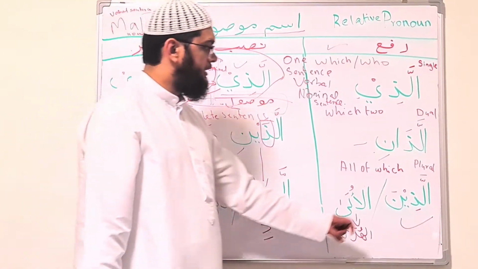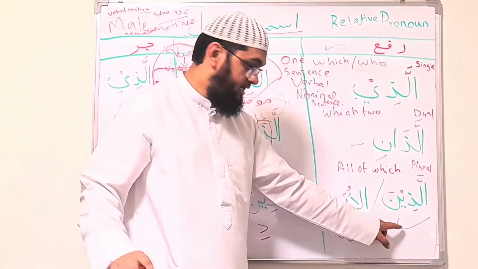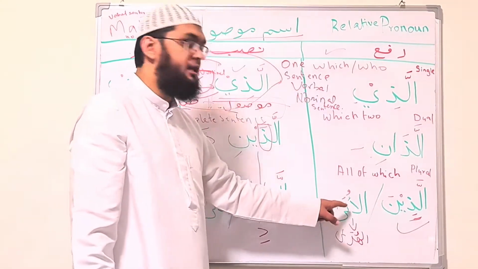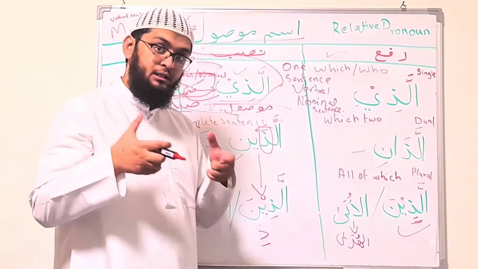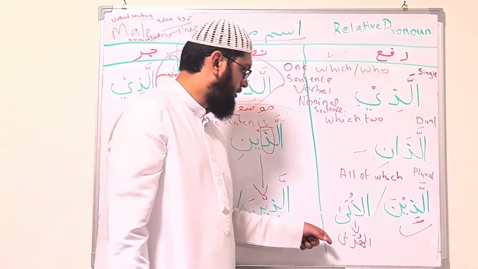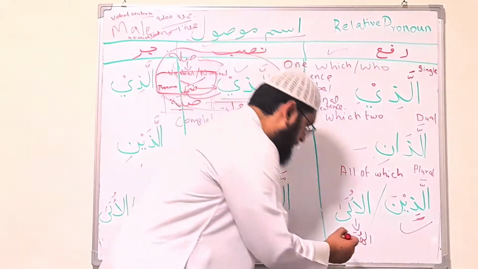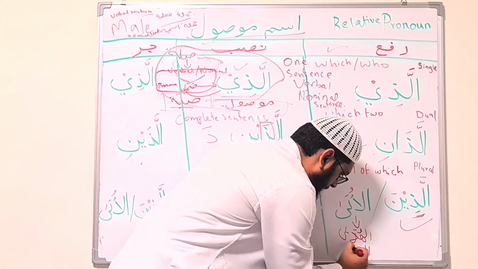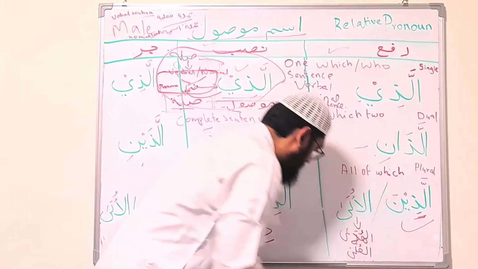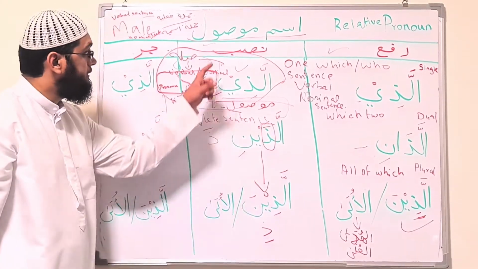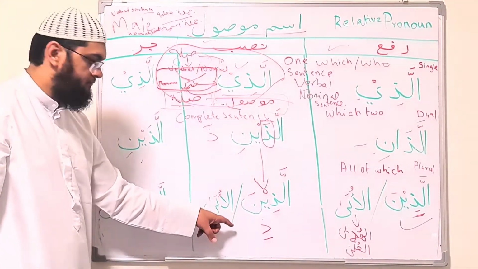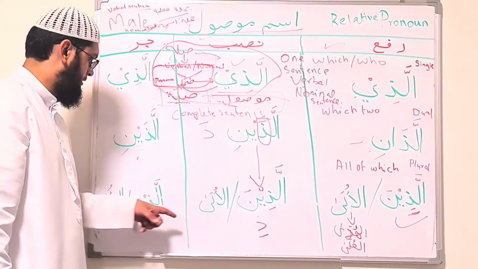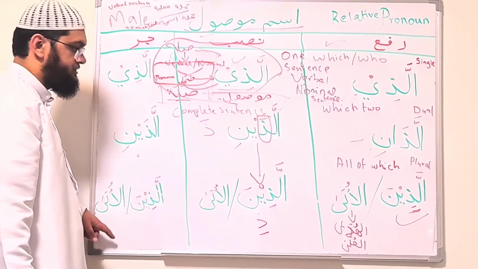Then moving to the plural, we have alladhina, with the kasra, and then ulaa, which is on the scale of al-huda. Alright, and then in the state of nasab, again it's the same, alladhina, or it can also be said as ulaa, and in jar also the same.